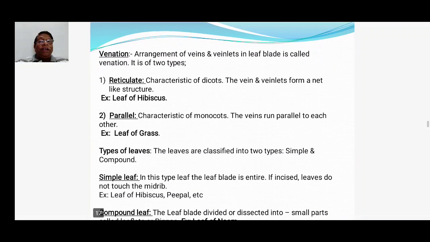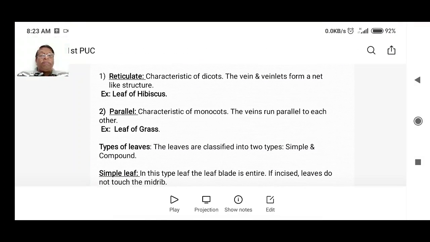Next, types of leaves. The leaves are mainly classified into two types: simple leaves and compound leaves. How to define simple leaves? How to define compound leaves? For example, simple leaf, example, hibiscus leaf. Just now you have seen the leaf.